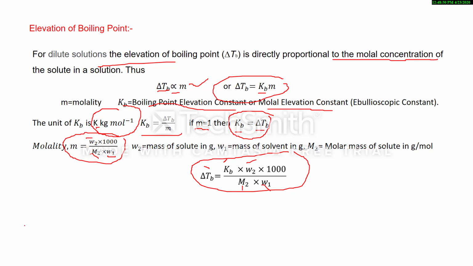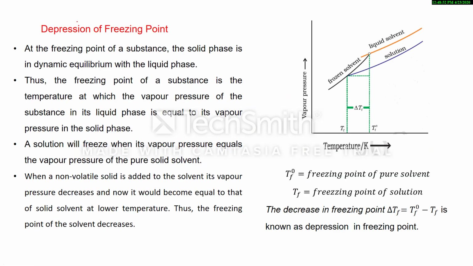Now next we'll discuss depression of freezing point. First of all, what is freezing point? What happens at freezing point? At the freezing point of a substance, the solid phase is in dynamic equilibrium with the liquid phase. Thus, the freezing point of a substance is the temperature at which the vapor pressure of the substance in its liquid phase is equal to its vapor pressure in solid phase.